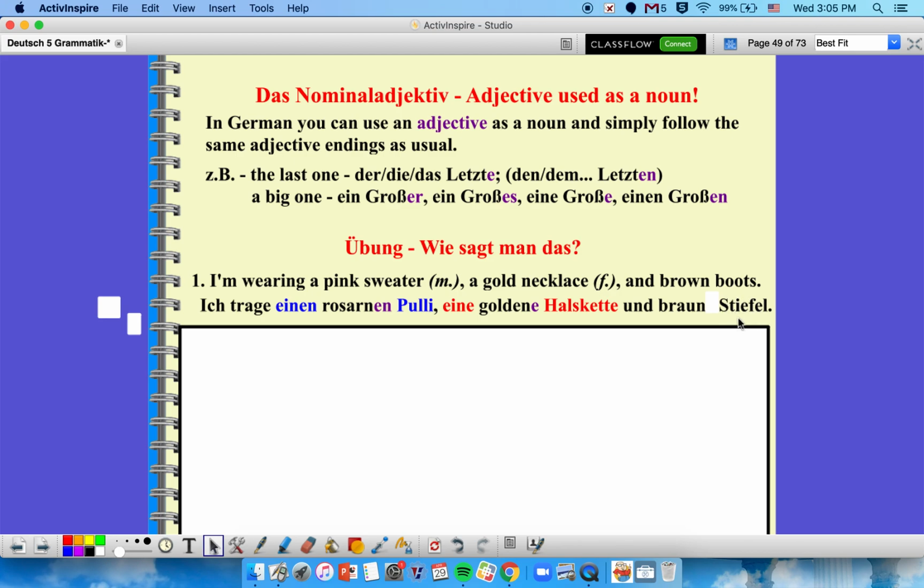And then brown, and then we have Stiefel. Well, Stiefel here is plural. So do we have any kind of article at all? We don't. So what article would go there if we did have one? Well, since Stiefel is plural, it would be die. So we just mimic that by putting the E.